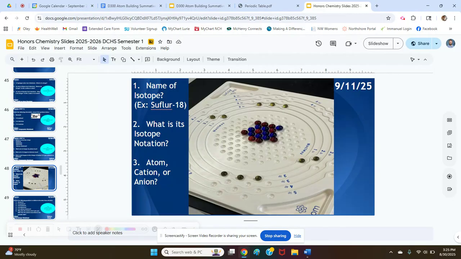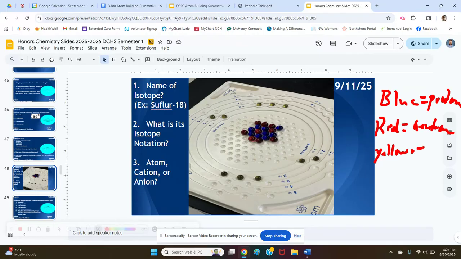When you look at this picture, if you see a blue marble, that's going to be a proton. If you see a red marble, that's going to be a neutron. And if you see a yellow marble out there in the rings, that's going to be an electron. Okay, I know the writing's terrible, but you get the idea.